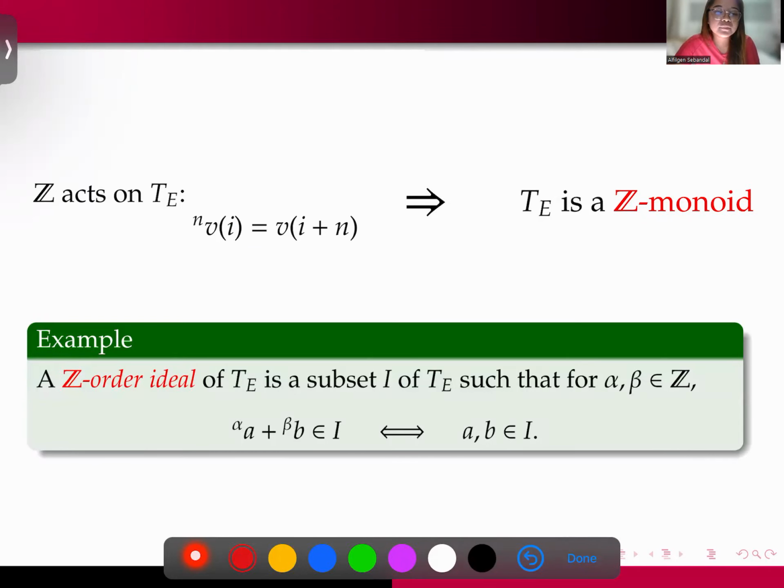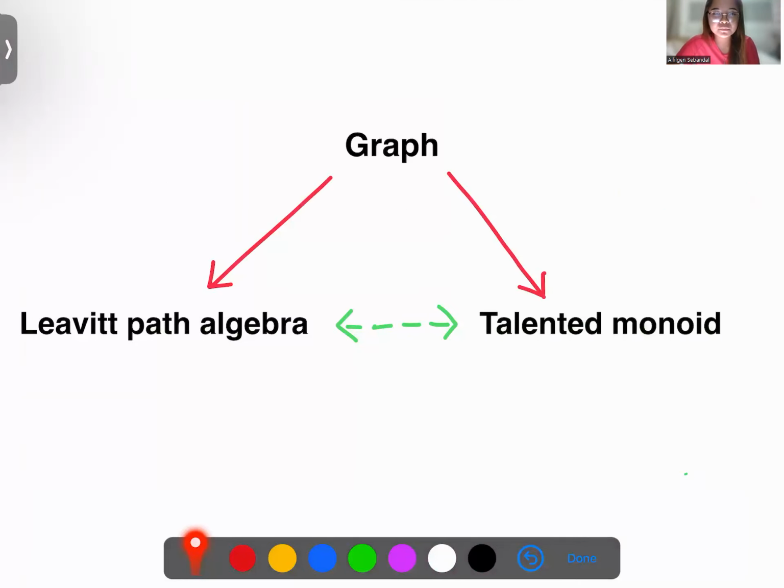Now, of course, if you have groups, you have subgroups; if you have rings, you have subrings or ideals. Similarly, for the talented monoid, or let's just say for the Z-monoid actually, there's what we call the Z-order ideal. These are simply submonoids which respect the action of your Z and are hereditary in some sense. But equivalently, we have this equivalent statement here. So what's next? Why are we talking about Z-order ideals and so on? It's because we will try to connect the graph, meaning we are trying to look at the geometry of the graph, and at the same time, trying to look at the talented monoid and the Leavitt path algebra and see if there are some connections.